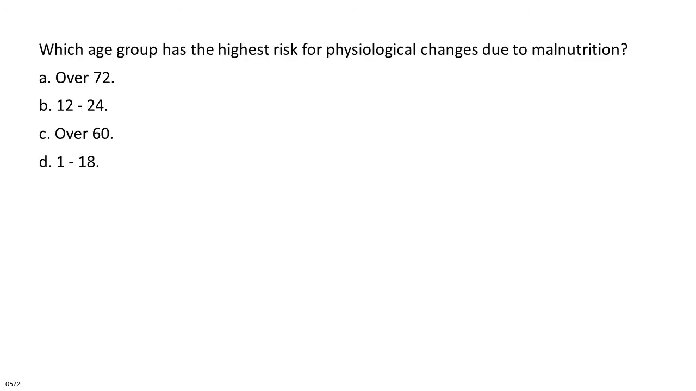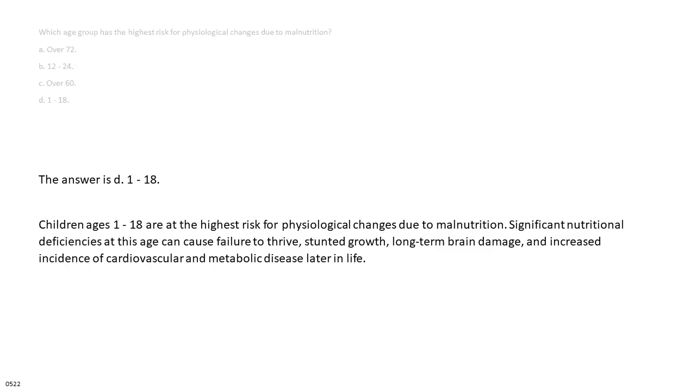Which age group has the highest risk for physiological changes due to malnutrition? A. Over 72. B. 12 to 24. C. Over 60. D. 1 to 18. The answer is D. 1 to 18.